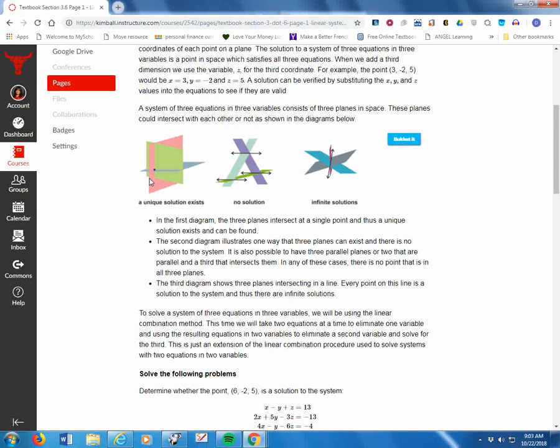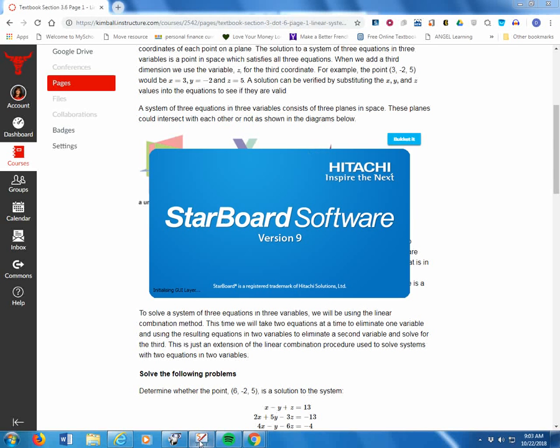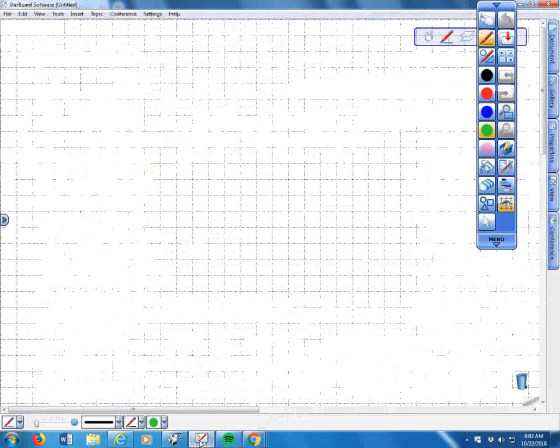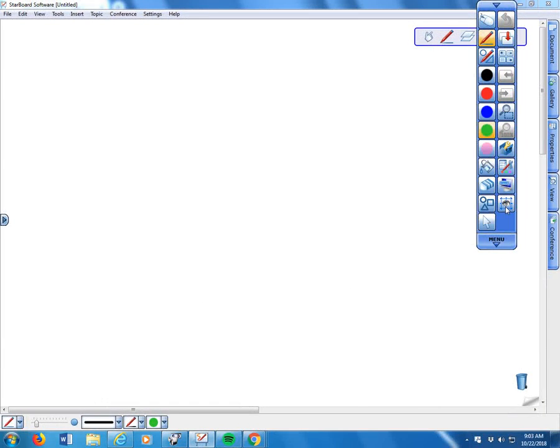What I want to do in class is go through an example of how you solve these. The video, if you watch that, does a really good job of showing you how to solve. But I want to do an example as well. As soon as my starboard comes up. Good to know. I want to do it in blue.